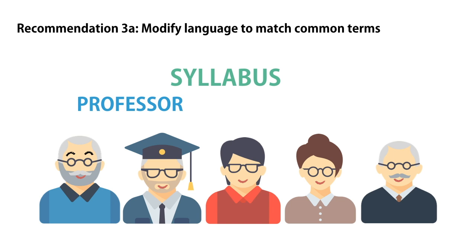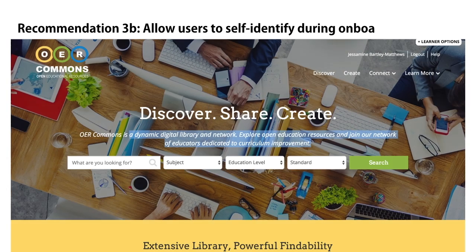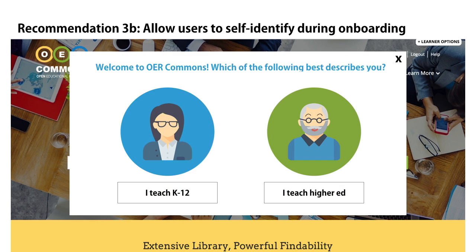First, OER Commons could modify the language used on the site to better reflect professors' preferred terms. Module might be replaced by course or syllabus, and terms in the homepage drop-down menus could be clarified to avoid confusion. OER Commons might also consider creating an onboarding process that allows users to self-identify as a K-12 teacher or a professor when they arrive, making it clear from the outset that OER Commons is the tool for them.